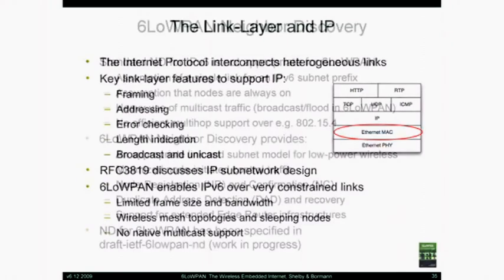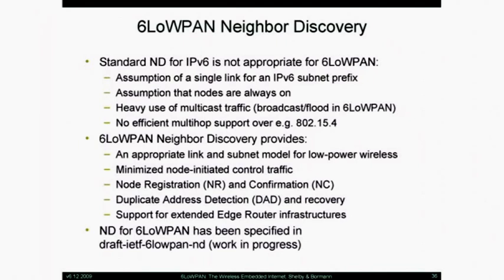Now, one of the important things I mentioned earlier was about neighbor discovery. The reason I explained a little bit about how IPv6 neighbor discovery works is because it happens to be that it doesn't work very well in these networks. So after a few years of using this technology, we found that there's much better ways to deal with setting up networks and maintaining them. So we have a new standard that's just about to be completed.